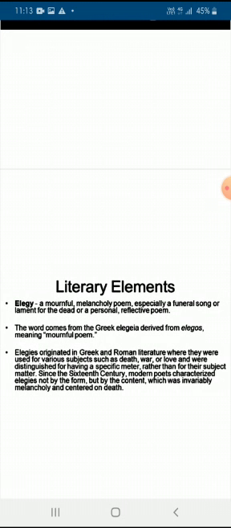Elegies originated in Greek and Roman literature where they were used for various subjects such as death, war, or love, and were distinguished for having a specific meter rather than for their subject matter. Since the 16th century, modern poets characterized elegies not by the form but by the content, which was invariably melancholy and centered on death.